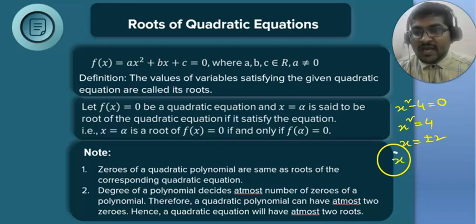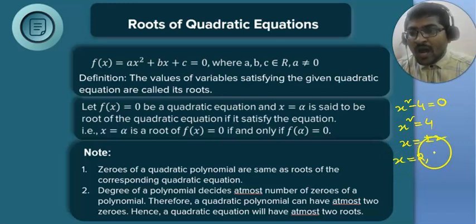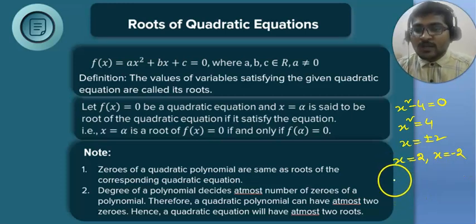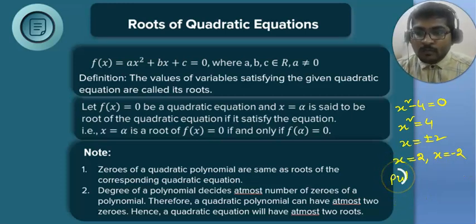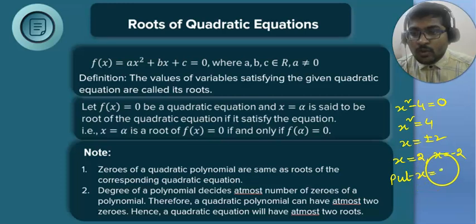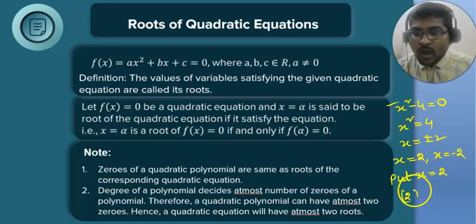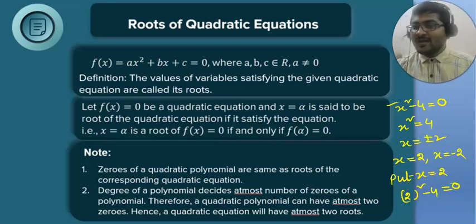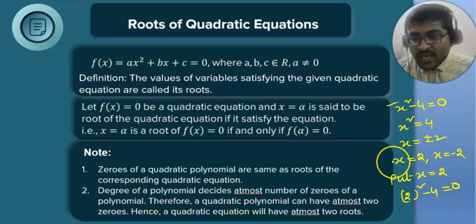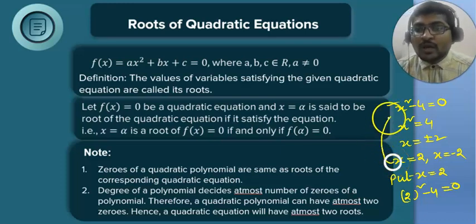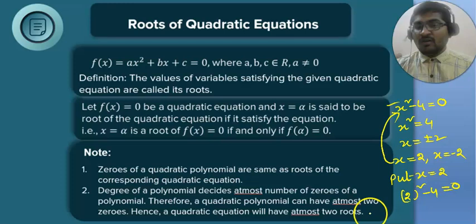So here x is equal to 2 and x equal to minus 2. Right? So to substitute, put x equal to 2 in this quadratic equation, it becomes 2 square minus 4, so that equals 0, right? So that's why x equal to 2 is the root of this quadratic equation.